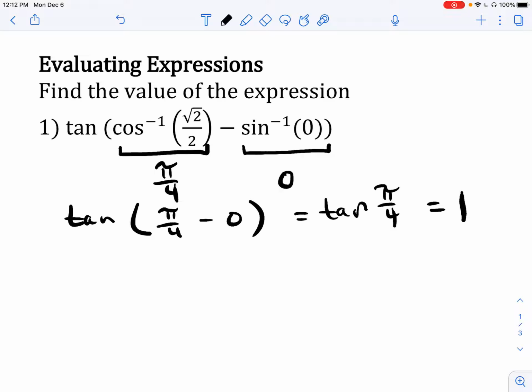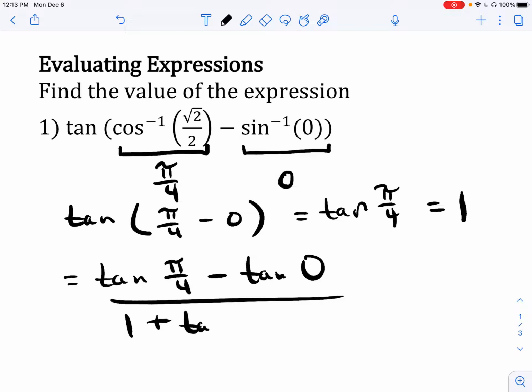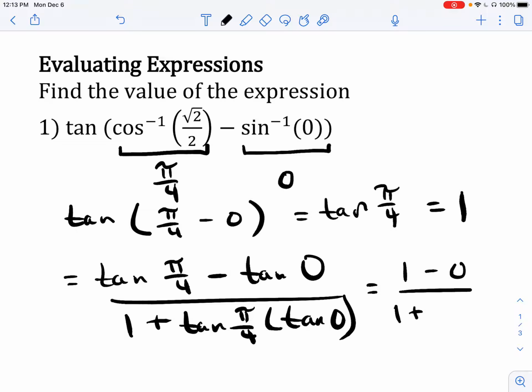Now, suppose we did want to use an identity here. We wouldn't need to, but it's good practice because in a moment we're going to do a similar problem where we will certainly need to use the sum and difference formula. So let's practice writing this as tangent of pi over 4 minus the tangent of 0, all over 1 plus tangent of pi over 4 times the tangent of 0. Well, tangent of pi over 4 we know is equal to 1. Tangent of 0 is equal to 0. So 1 minus 0 over 1 plus 1 times 0 all simplifies to 1. And this is confirmed here.